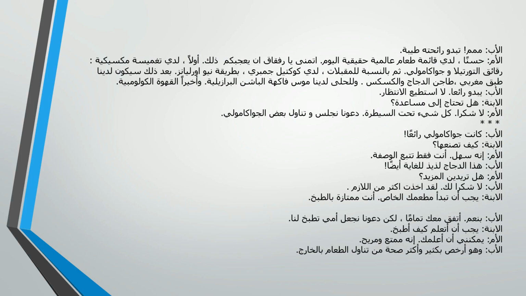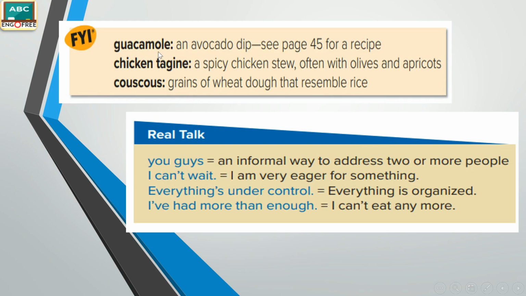Here we have the translation. You can read it. What's the meaning of guacamole? It's an avocado dip. See page 45 for a recipe. Chicken tagine. A spicy chicken stew, often with olives and apricots. Couscous. Grains of wheat dough that resemble rice.